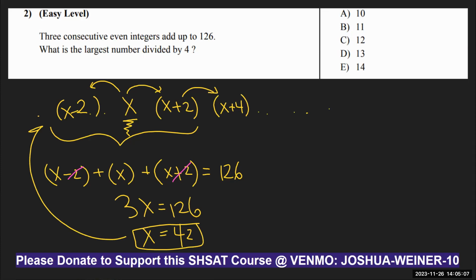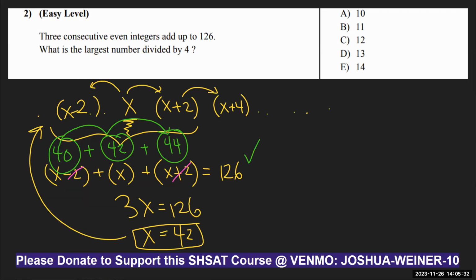I'll bring that all the way back up to our placeholders here. That means that the middle number is 42. The number before it is 40. And the number that comes after it is 44. And sure enough, 40 plus 42 is 82, plus 44 is 126. And we've cracked the code.